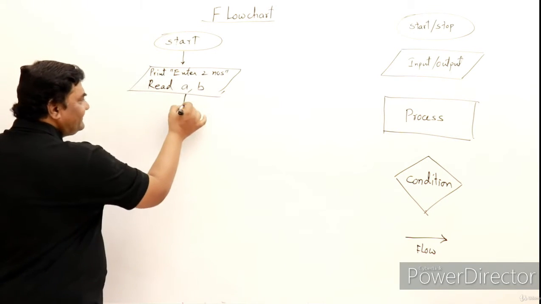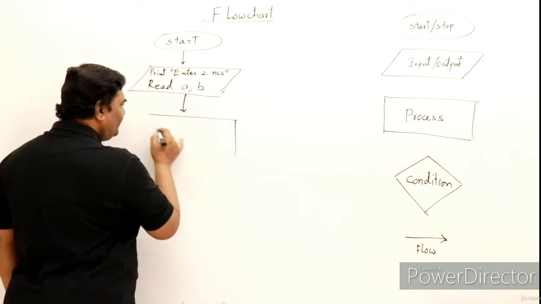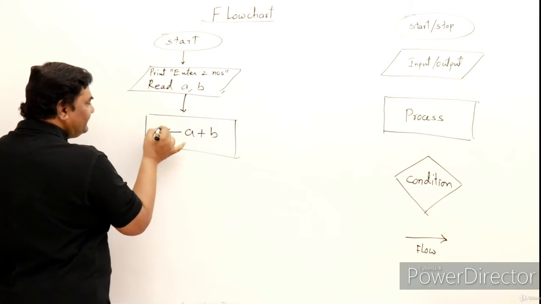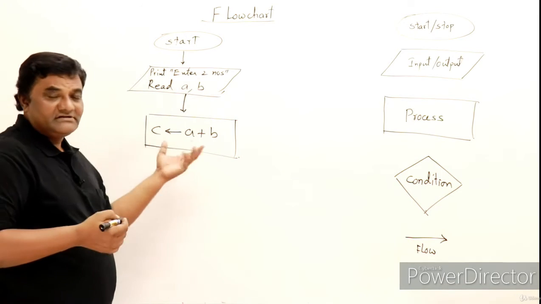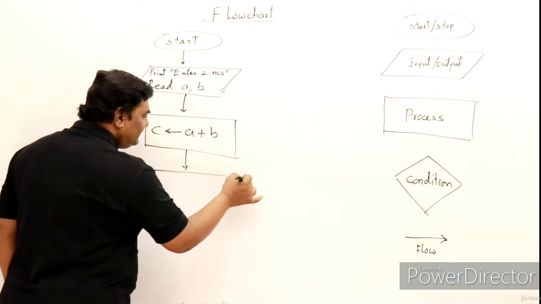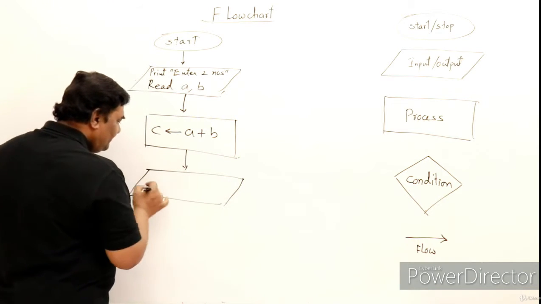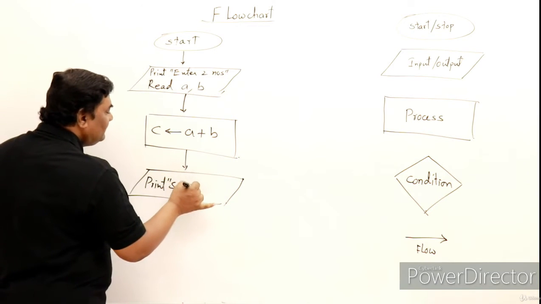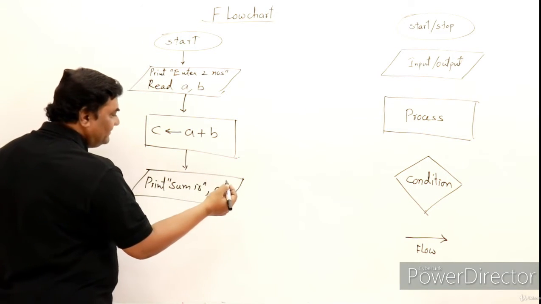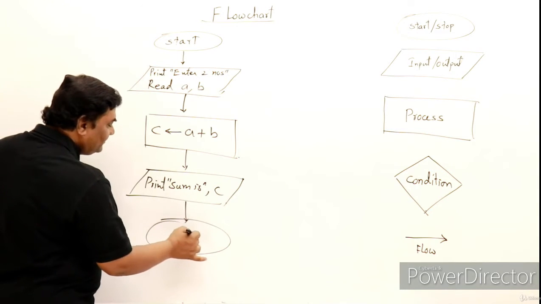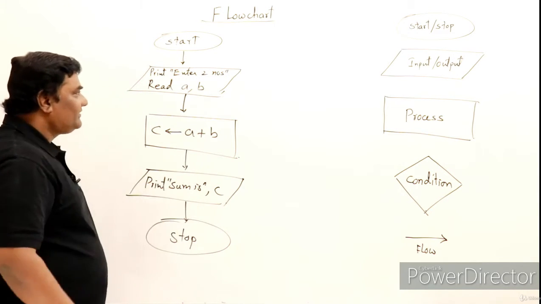Then next step is process. So processing, what we have to do, we have to add A and B and store the result in C. This is processing. We have the result in C now. So output, display the output. So print sum as C. That's all. End of the procedure. This is stop. So this is the end of flowchart.